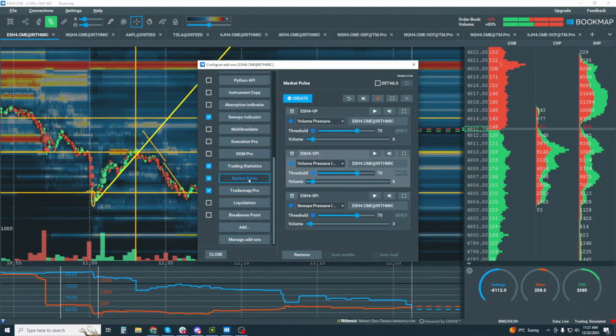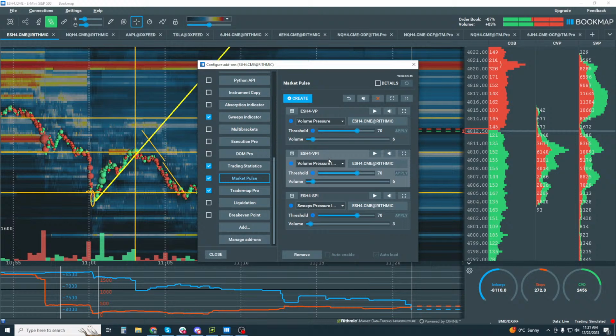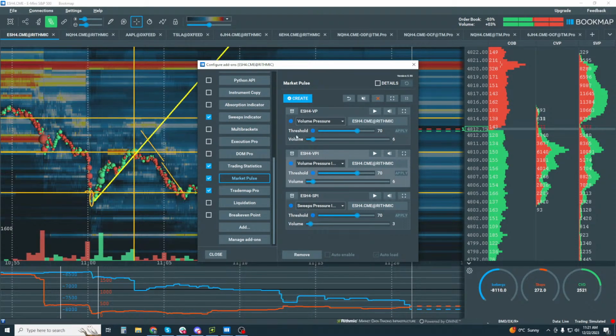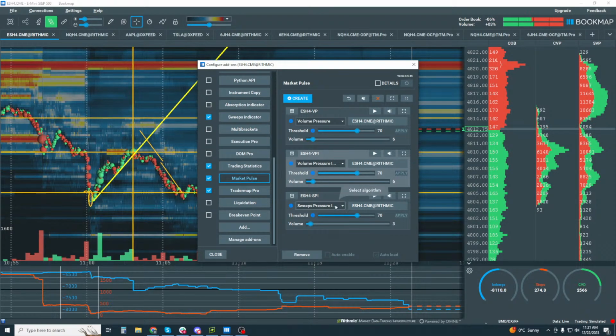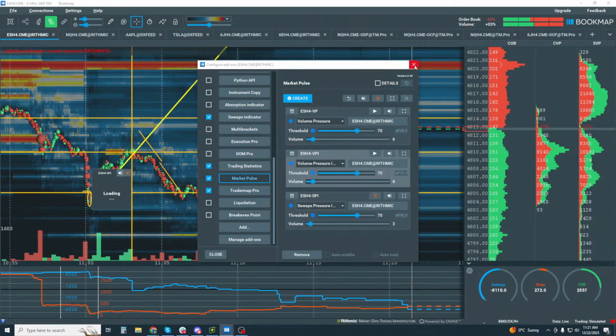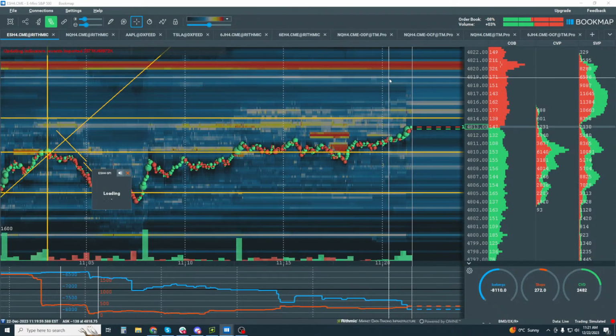We have a market pulse tool that will read the sweeps and then give you an audio alert and an alert based off of the sweeps indicator. So it's an indicator based off of the indicator. Let's play it here and let's see what we get. Okay.